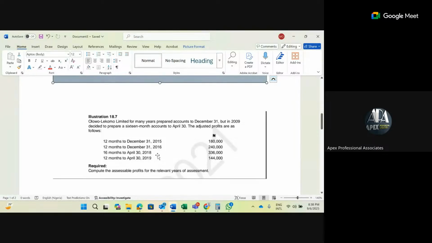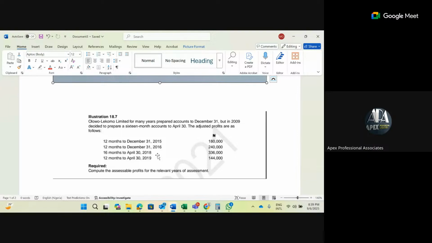Immediately you see this kind of question in the exam, and they ask you to compute the assessable profit for relevant years of assessment, please, you don't need any visionary to tell you that this question is on change of accounting date.